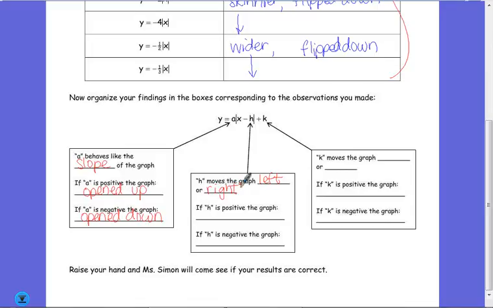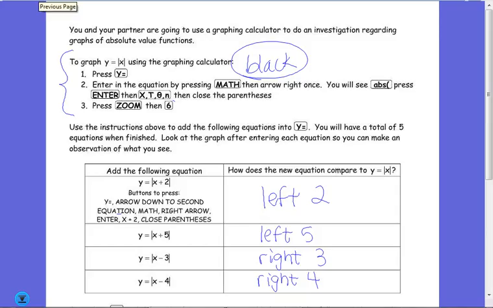Well, now we're going to get specific. When H was positive, the graph moved what direction? When H is negative, the graph moved what direction? Well, let's go back and look at our notes. Here's a positive, here's a positive. What word did we write down on both of those? Left. Here is a negative, here is a negative. What word did we write down on both of those? Right. So we're going to go and fill that in the box.